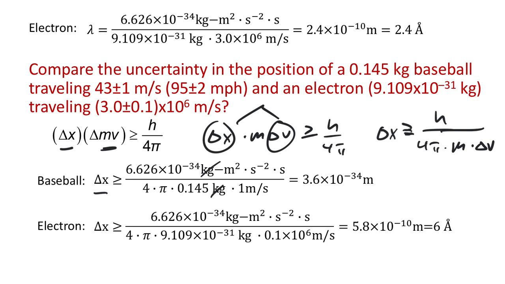So again, the electron, wavelength 2.4 angstrom, being fired, you can imagine being fired across a potential. You can imagine the electron spinning around an atom. But delta x, h over 4 pi m delta v for the electron here, we're just plugging in the mass of the electron, and then we're plugging in the uncertainty. It's the plus minus that matters. We're plugging in 0.1 times 10 to the 6 for the delta v for the electron. And then what we get is 5.8 times 10 to the minus 10 meters, which is equal to 6 angstrom. So we have really no idea where that electron is as it's spinning around the atom.